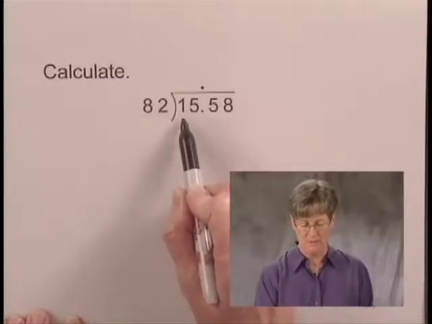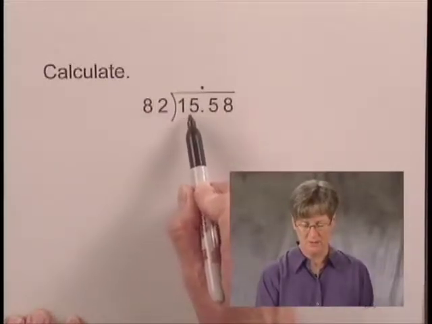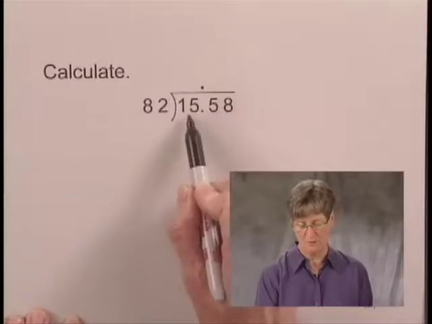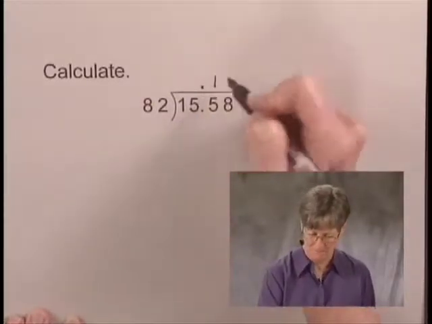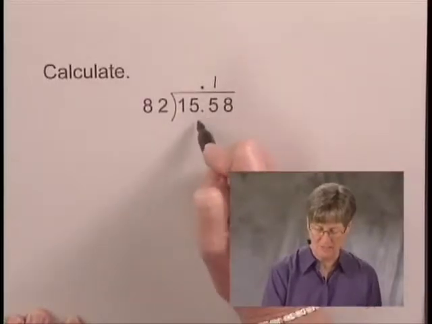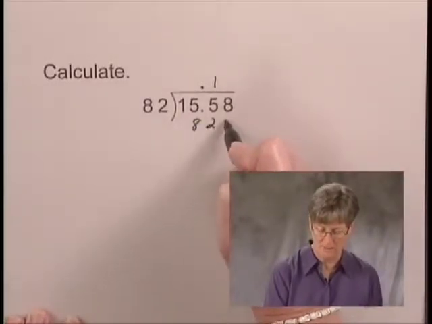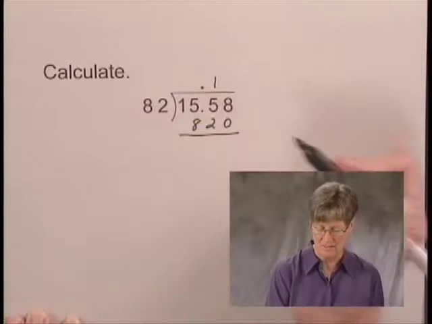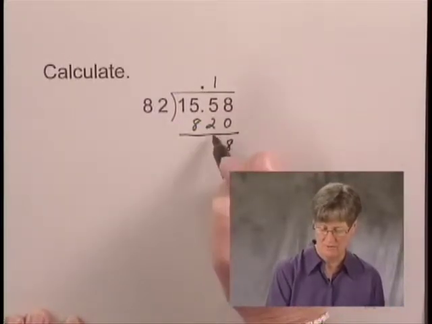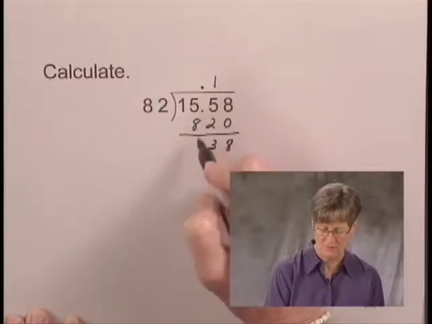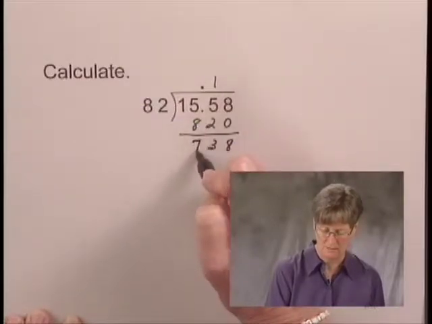82 won't go into 1, it won't go into 15, it will go into, I'm going to think of this as the whole number, 155, and it will go one time. Multiplying 1 times 82 and writing a 0 here to fill it out, I have this, and I subtract now, 8 minus 0, 5 minus 2, 15 minus 8.